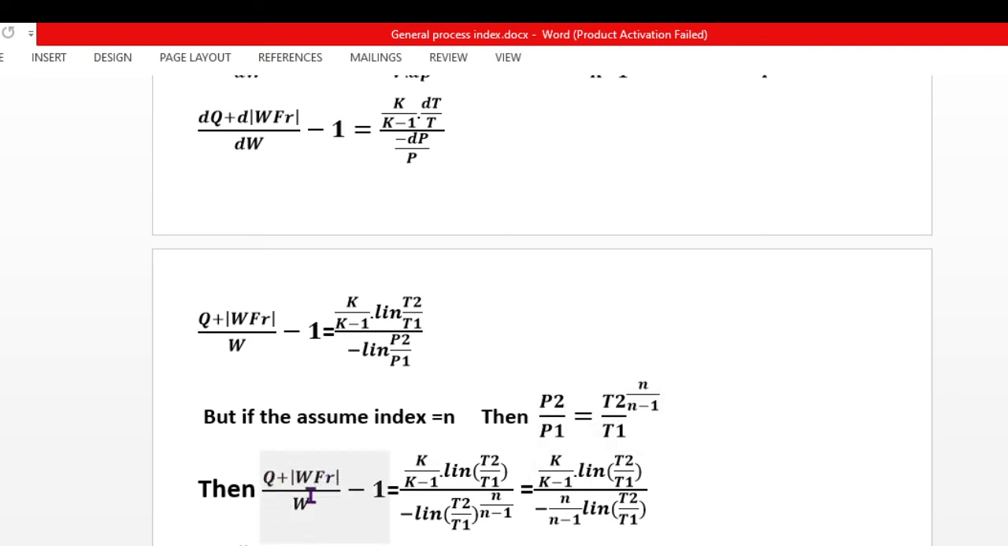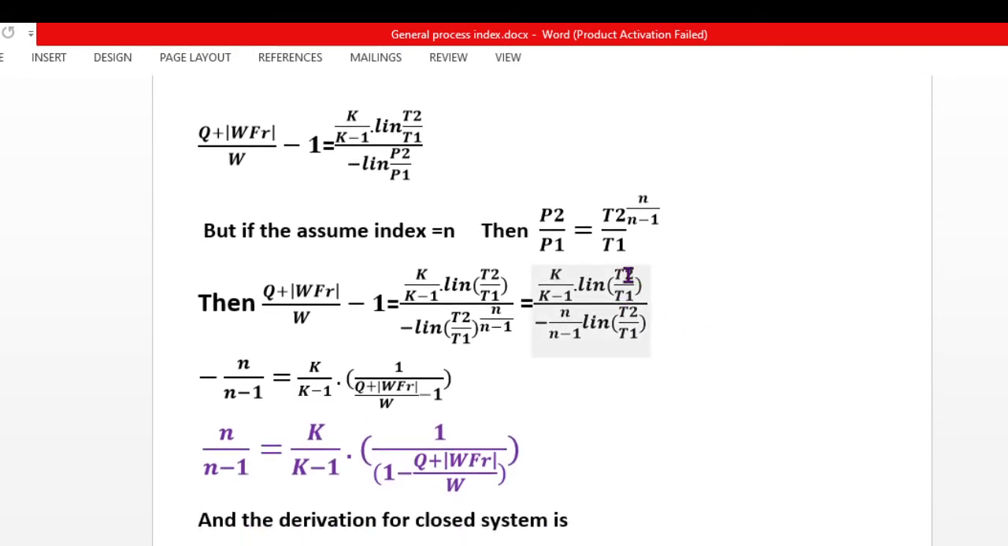Then (Q plus W friction) over W minus 1 equals k over k minus 1 times ln T2 over T1 minus ln of T2 over T1 to the power n over n minus 1, equals k over k minus 1 times ln T2 over T1. Transferring the index according to the law of logs, we get minus n over n minus 1 ln T2 over T1. Cancelling ln T2 over T1 with that in the denominator, we get minus n over n minus 1 equals k over k minus 1 times 1 over (Q plus W friction over W minus 1).